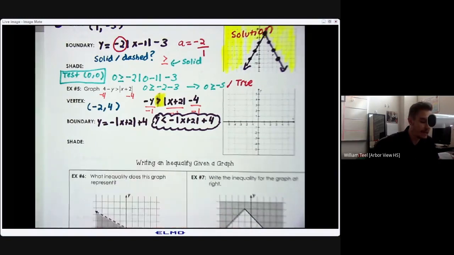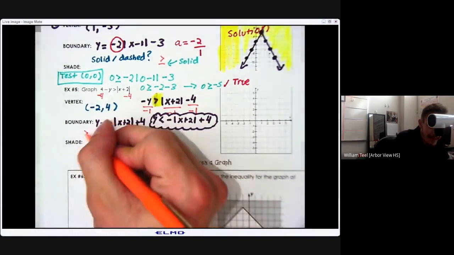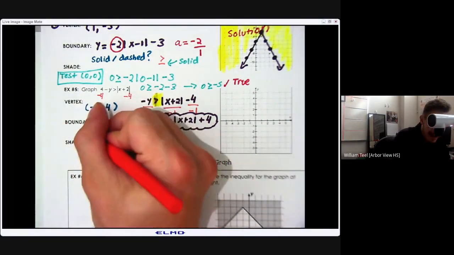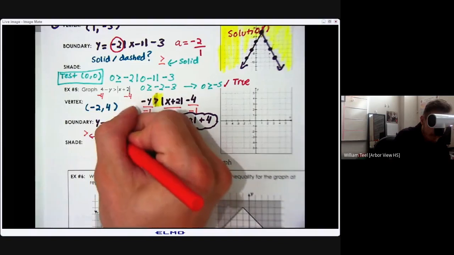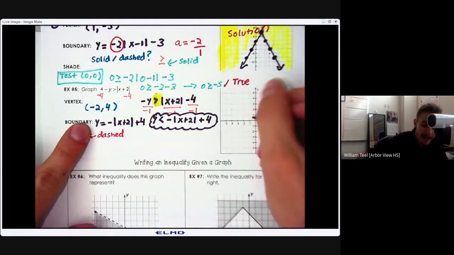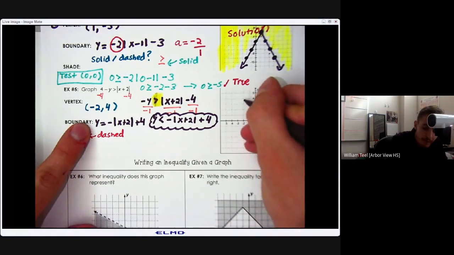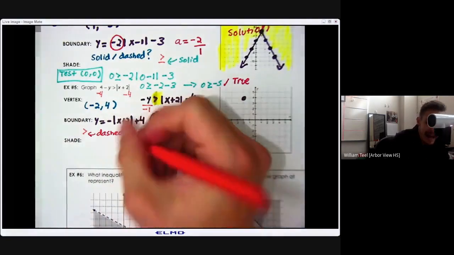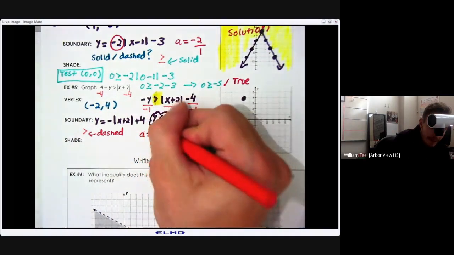Let's go ahead and figure out if this is going to be solid or dotted. So since I have a greater than sign and there's no line underneath, I am looking at a dashed line. So now we can go through and actually graph this thing with a dashed line. So first things first, I'm going to put my vertex down, -2, comma, 4. And then I'm going to use that a value. Right here, I know that a is equal to -1 over 1.